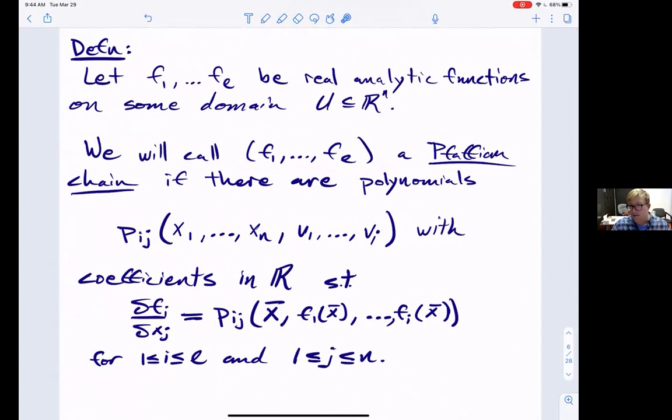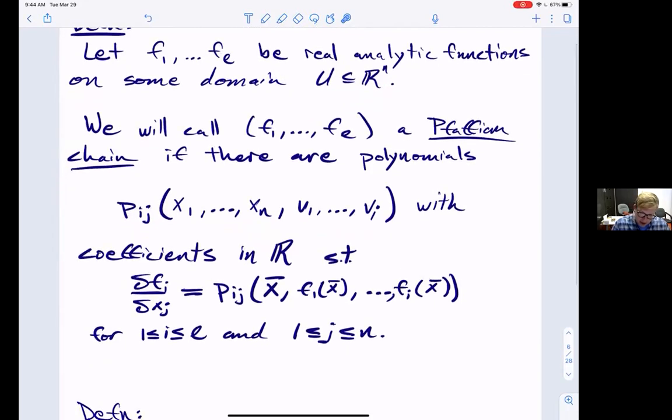I'll call this list of functions a Pfaffian chain if there are polynomials P_ij, which depend on some variables x1 through xn. x1 through xn are just going to be the underlying coordinates of my domain, which is in R^n, so these are just the coordinate functions on R^n. And v1 through vi, and I'll explain what the v1 through vi do in a moment. But this is just a polynomial with coefficients in the real numbers, and it has the property that when you take the derivative of the ith function in your list with respect to the variable x_j, it is a polynomial function of the coordinate functions and all of the functions on the list which came earlier, including the function itself.